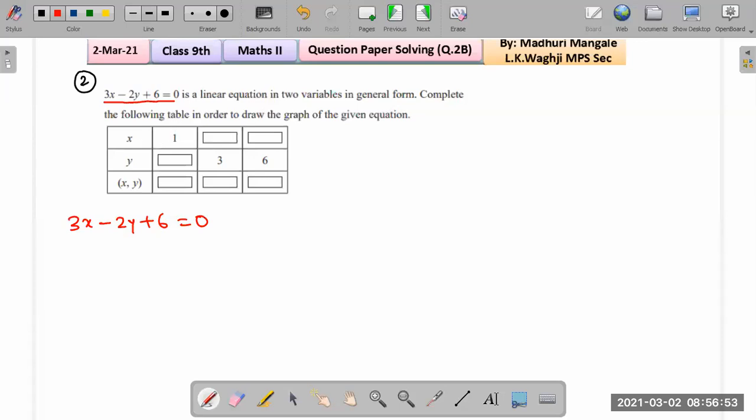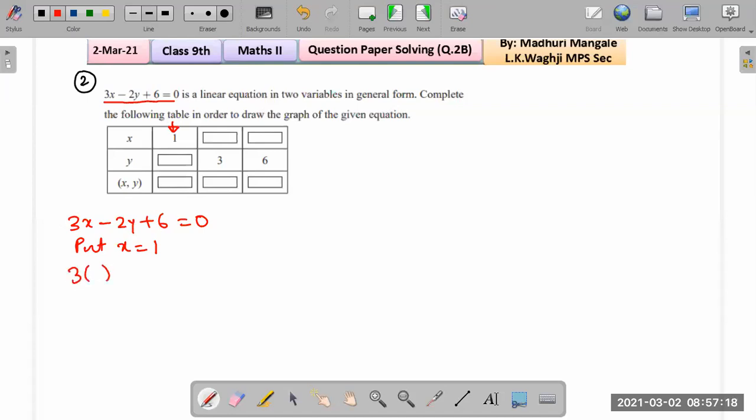In the first one, we are given the value of 1. So we are given x equals to 1. So put x equals to 1 in this equation and solve to get y. Isn't that easy? Once again, look at the table. Here, looking at the table, we see that x equals to 1. The value of x is given to be 1. So we put x equals to 1 and we have to solve for y.